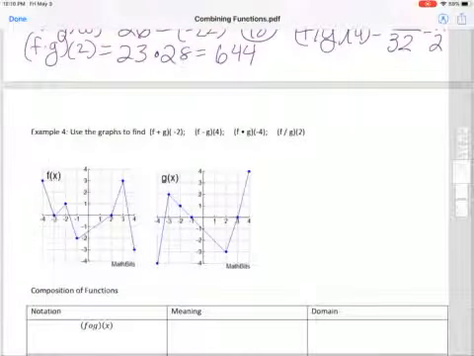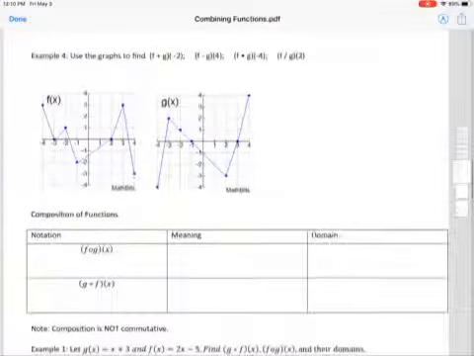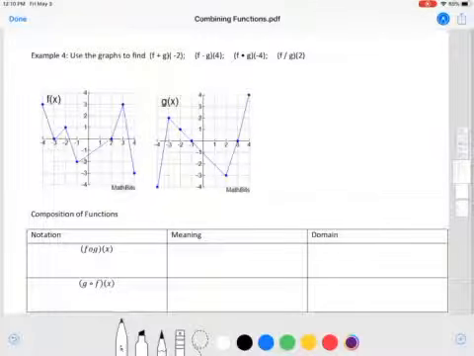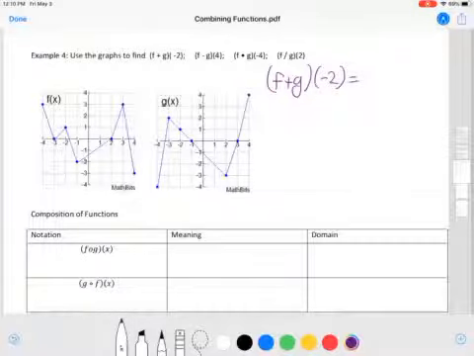Okay. For example 4, again, we're evaluating the combination of functions, but now instead of using an equation or a table, which are the two examples that we did previously, now we're looking at it in graph form. So I want to find f plus g of negative 2. The graph on the left is labeled as f of x, and the graph on the right is labeled as g of x. So when I'm looking for a value for f, I want to look on the left. When I'm looking for a value of g, I want to look at the graph on the right.